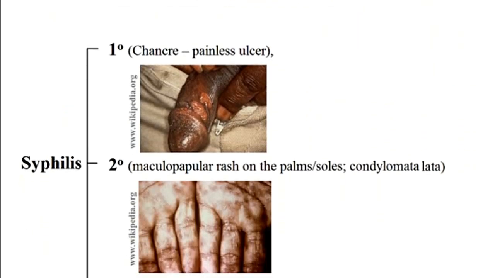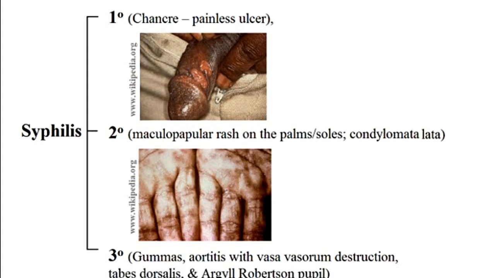Next, I would like to go into more detail explaining the features of syphilis. Syphilis can present as primary, secondary, or tertiary syphilis. Primary syphilis presents with chancres, which are painless ulcers that are present on the genitalia. An example is shown right here.